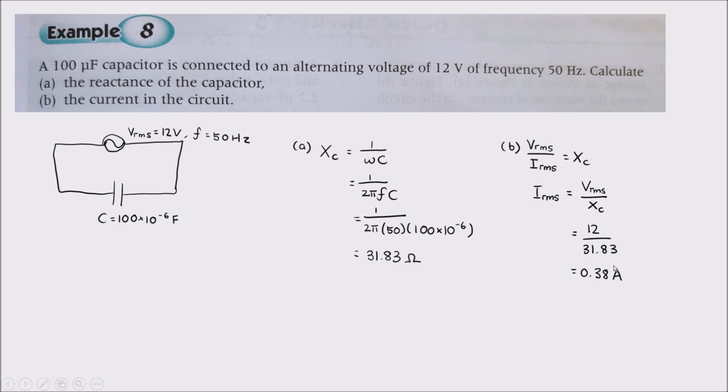So that's why we call this kind of circuit a high pass filter, because it allows higher frequency to generate more current. Lower frequency will generate a smaller magnitude of RMS current or peak current. Okay, so that's all for example 8.